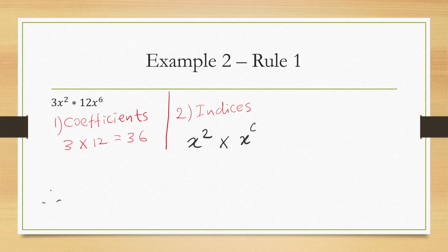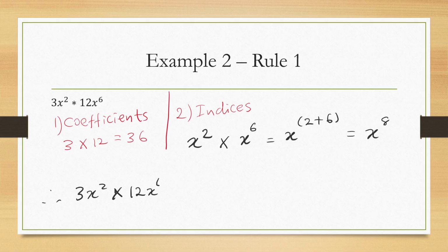Now we have x squared multiplied by x to the power of 6, which is the same as using rule 1. It says when it's the same base and it's being multiplied, you add the indices. So you do x to the power of 2 plus 6. So 2 plus 6 is 8. So you have x to the power of 8. Now you just bring them both together. So the answer for 3x squared multiplied by 12x to the power of 6 is 36x to the power of 8. So this is the answer.